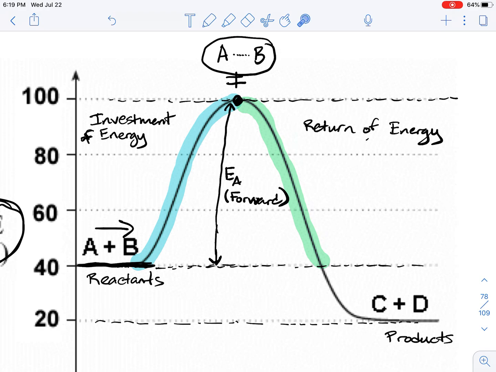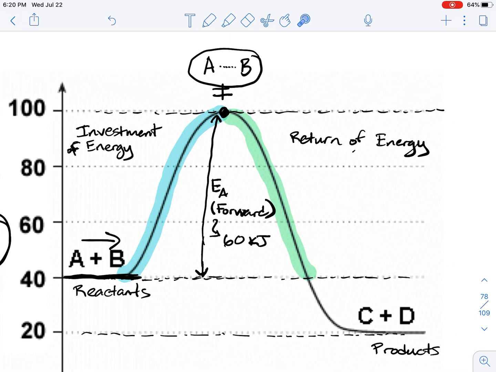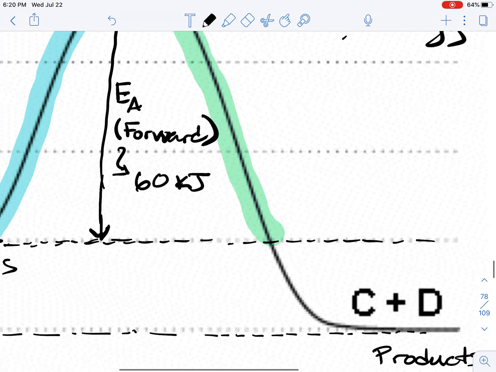We can quantify this by looking at the numbers on the side. If the potential energy at the peak of this hill is 100, and we're starting at 40, then the activation energy for the forward reaction is going to be 60 kilojoules. Once the reaction passes the transition state and goes down this hill, it's returning energy. This is where your business is getting some profit. Now, when the return of energy equals the amount of energy invested, this is going to be known as your 0 point. I like to call it the 0 point.